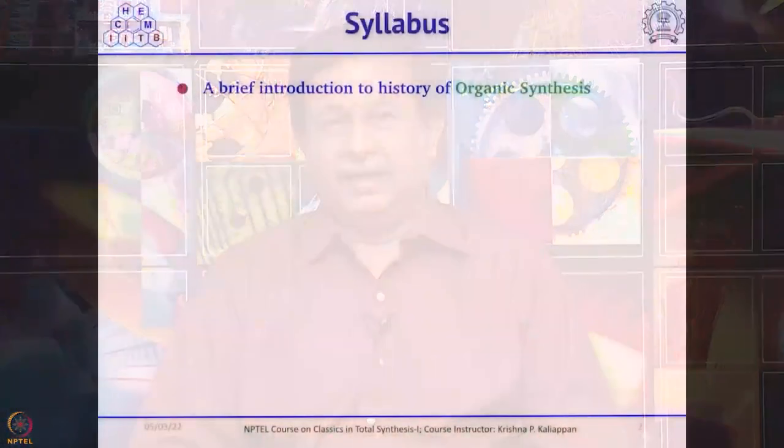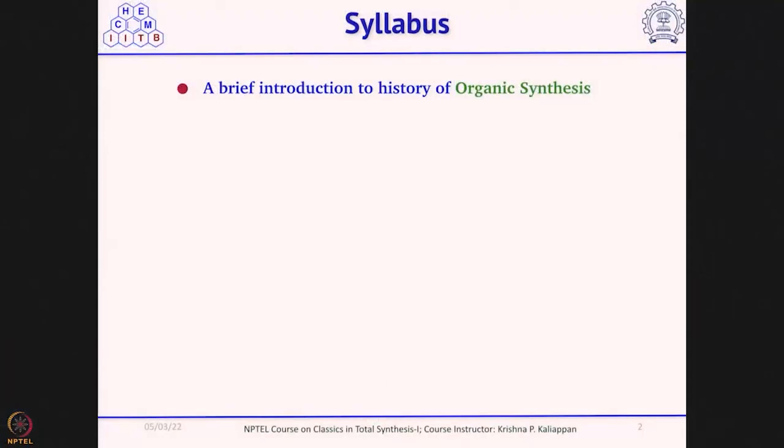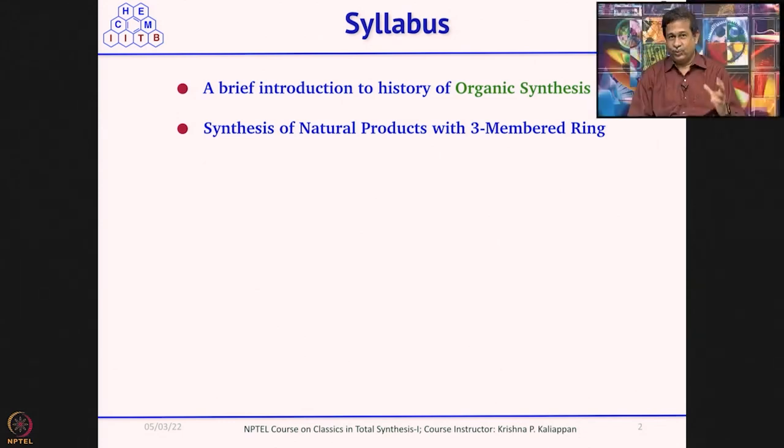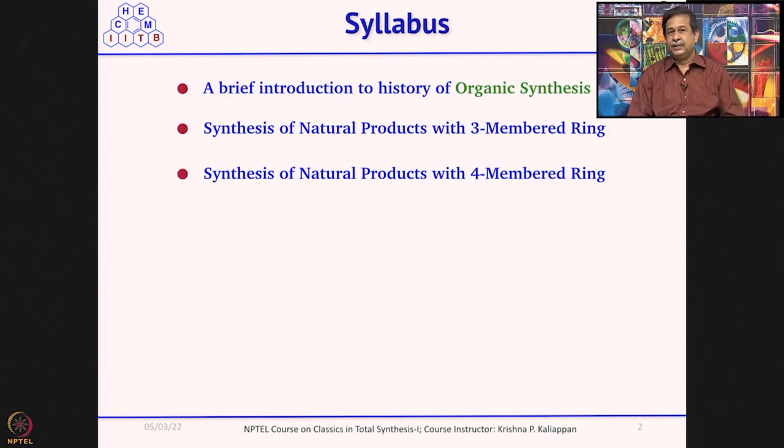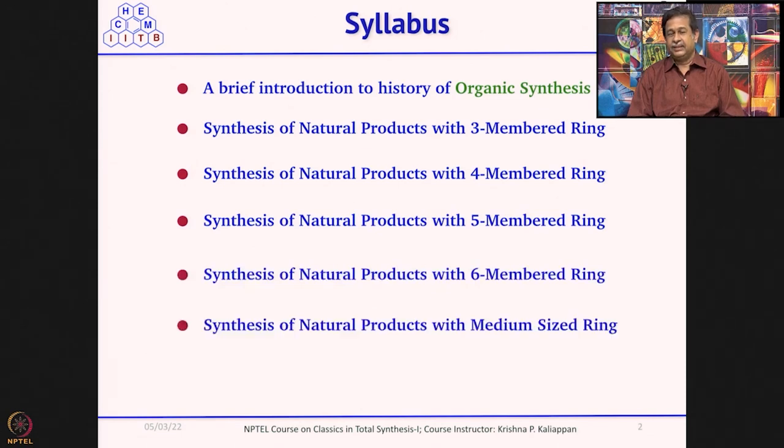The syllabus for this course starts with a brief introduction to the history of organic synthesis, and then we will go through the synthesis of natural products ring size wise. We will discuss the total synthesis of a few natural products having a three membered ring as one of the rings. Then we will move to natural products having a four membered ring, followed by five membered, six membered, and then medium size rings. We will also discuss a few natural products which have macrocycles. So this is the overall syllabus of this particular course.